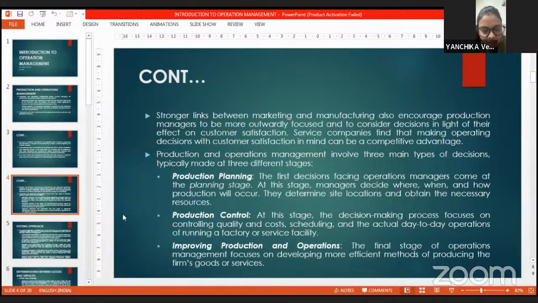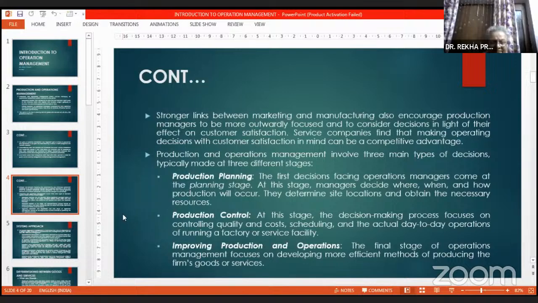Production and operation management involves three main types of decisions typically made at three different stages. Production planning: the first decision facing an operation manager comes at the planning stage. At this stage, managers decide where, when, and how production will occur. They determine site location and obtain the necessary resources.